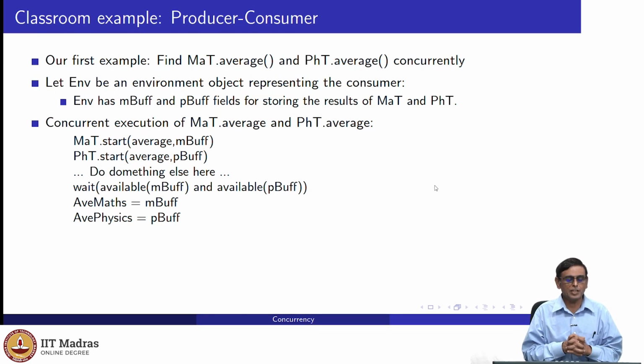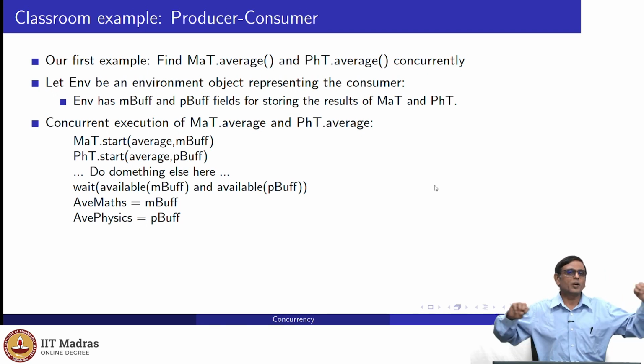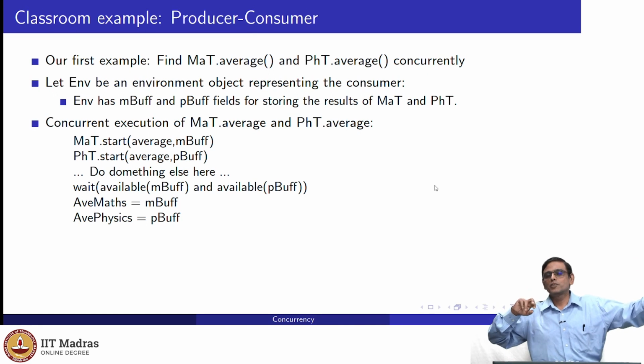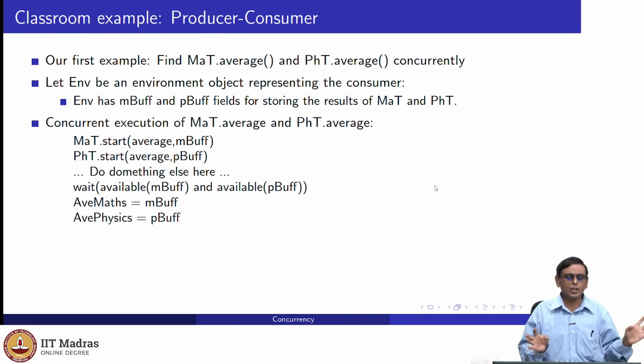So I am telling the physics teacher, you compute the average and when you finish computing the average, you put the result in pbuff. I am telling the math teacher, when you finish your computational average, you put your result in mbuff. So there are two different buffers, so there is no danger that physics teacher will write into the math location, or math teacher will write into it. Once I have started it, I can do something else. So the caller can go do something else.